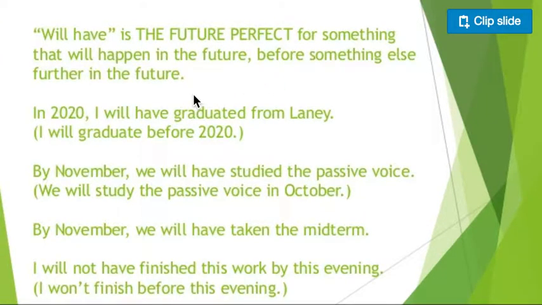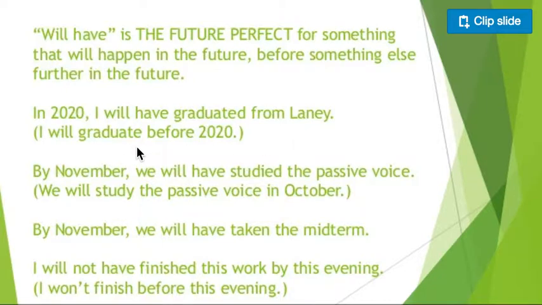So will is a future tense. It is a modal, but when we say will have, it is the future perfect for something that will happen in the future before something else further in the future. For example, to make it simpler, in 2020, I will have graduated from UMK.